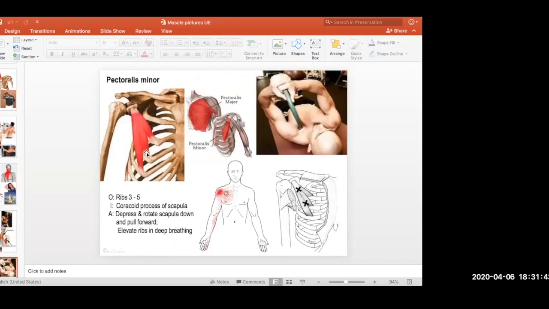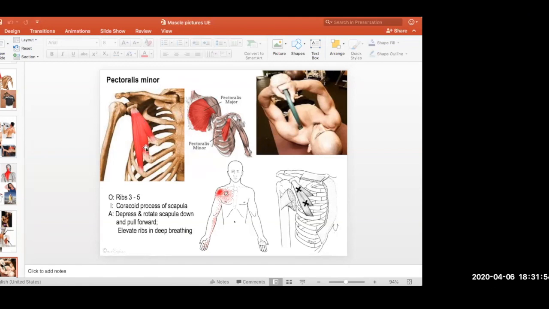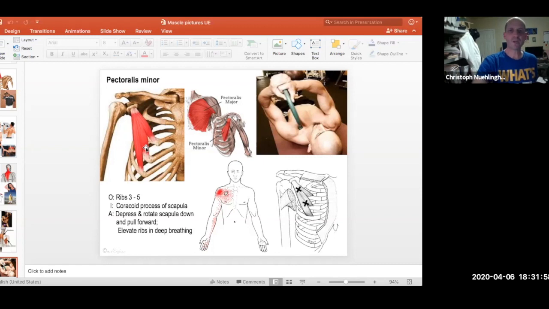Pec minor is right here. Coracoid in the front of the chest, down into... you can just see how it kind of holds the shoulder blade tight in there, it doesn't move it that much. It just holds it, so it's stable. Can you visualize that?